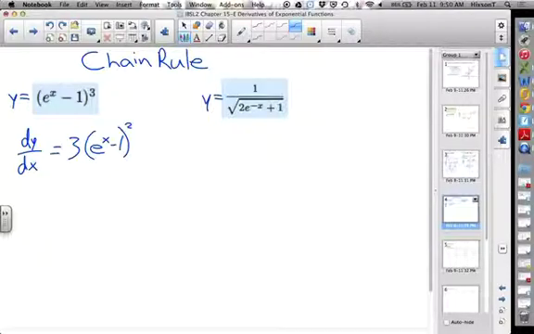So what would that be? e to the x. Okay? The derivative of e to the x minus 1 is just e to the x. So, of course, we can rearrange things a little bit. 3e to the x times e to the x, not e times x, e to the x minus 1 squared.